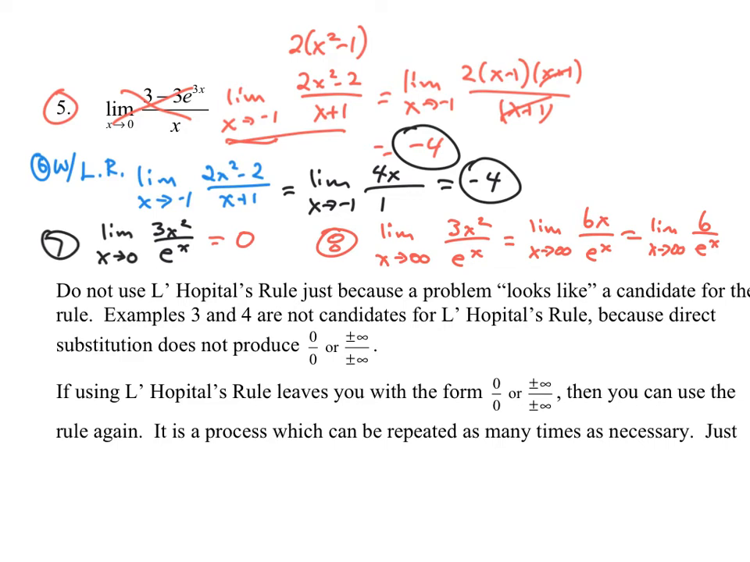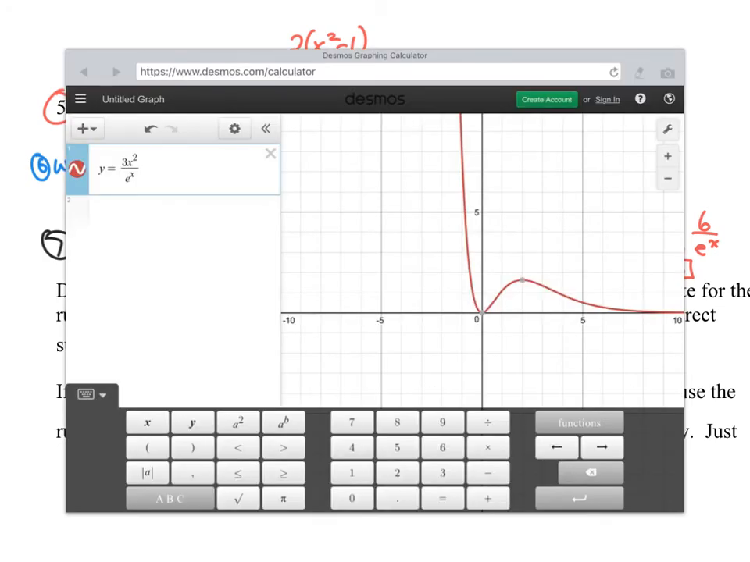Now what do we get? Well, this will go to 0. And if we graph this, sure enough, we do end up going to 0 here, and then as we go to infinity, we also go to 0. That's what it looks like, and so our analysis was correct.